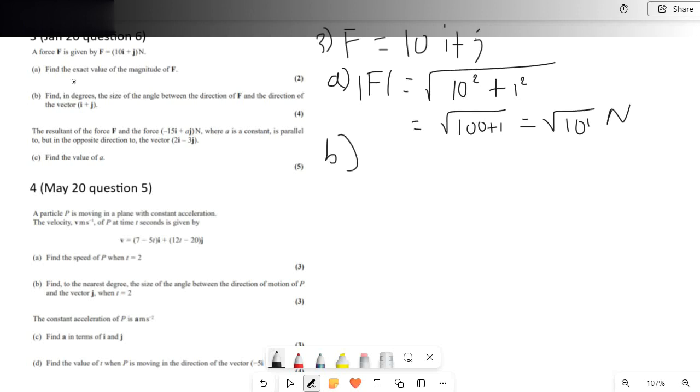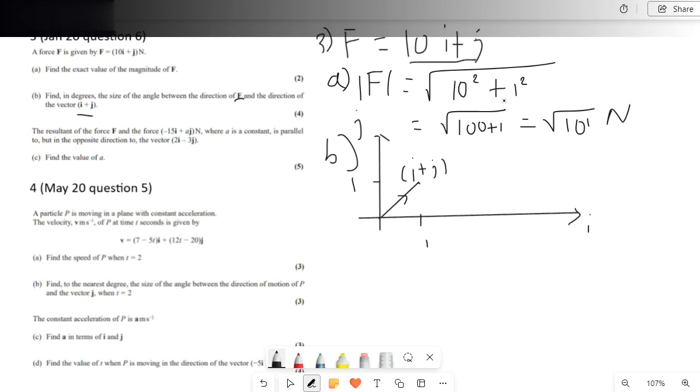For part B, we have to find out the size of the angle between the direction of F and the direction of the vector i plus j. So there are mainly two ways of doing this. The first method, which is the easier one, is to plot and visualize the graph. If you have i here and j here, then i plus j, which should be 1 and 1, should be here. So this should be i plus j. And for the force F, we can say that if this is 10, this should be our required point and F should be here.